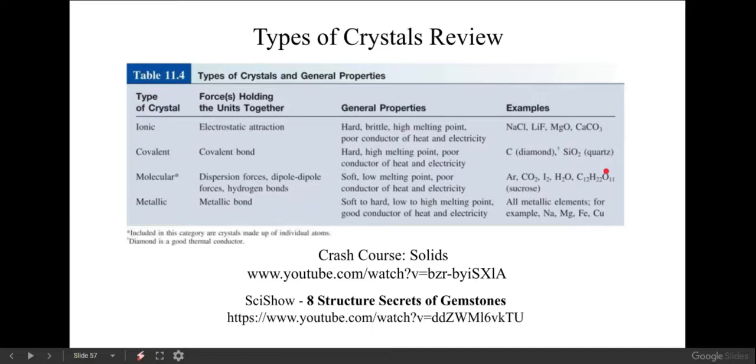So we ended the last session on Friday talking about the different types of crystals. So be sure you've thoroughly studied ionic, covalent, molecular, metallic crystals, and you could tell me about their general properties like relative melting temperatures and what forces hold them together, and could even give me some examples of each one of them.